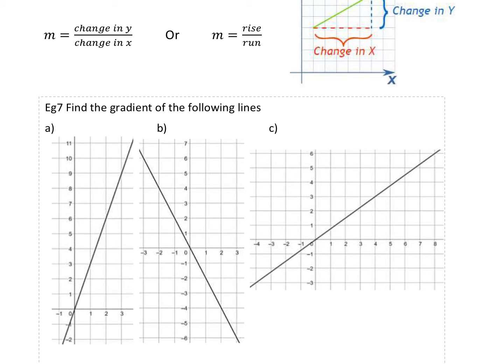Example 7. Find the gradient of the following lines. To begin, we need to pick 2 points on the line to form a right angle triangle. I'm going to pick this point 0, 0, because that's nice, I can see. Pick points that are exactly on the corners of the square. I wouldn't want to pick this because it's somewhere random, it's hard to see. Somewhere like this is very obvious to see, that's 3, 9. So I'm going to pick the point 3, 9. And then we draw a right angle triangle from that.